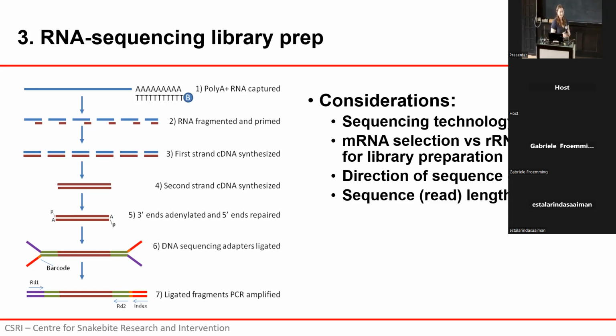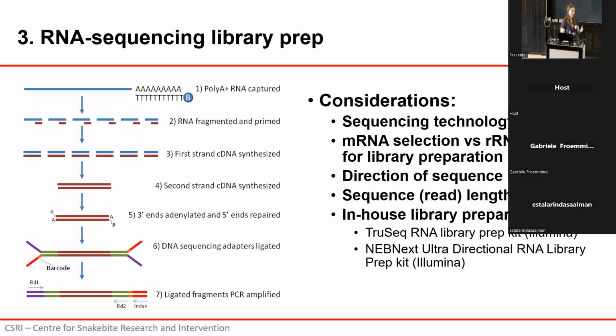Other considerations is the size of your sequence length. So I mentioned it's fragmented. It's usually fragmented to a size of 200 to 400 base pairs. But the sequencing read length is still much less than that. It's usually 50 to 250 is the range for Illumina. And so think if you want longer reads or shorter reads.